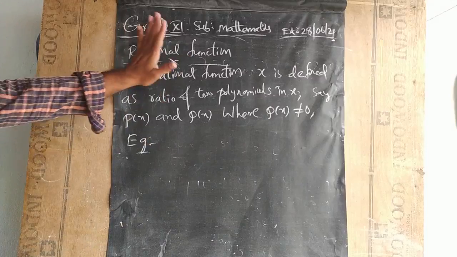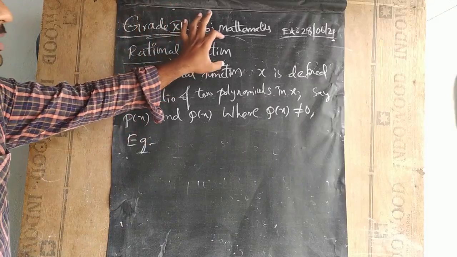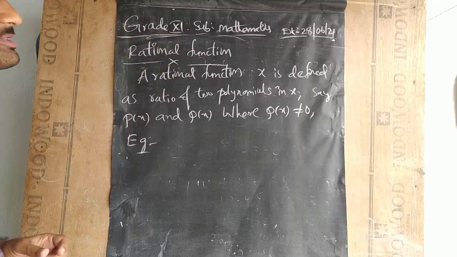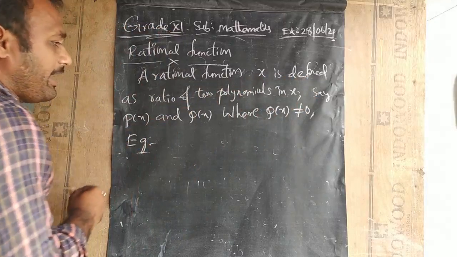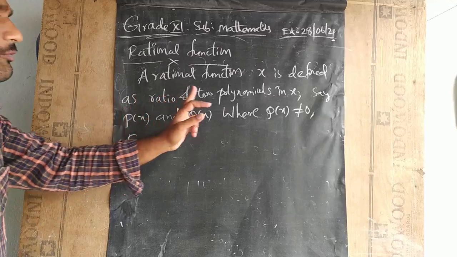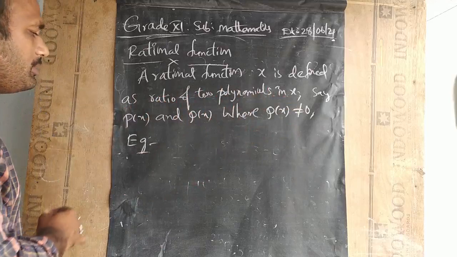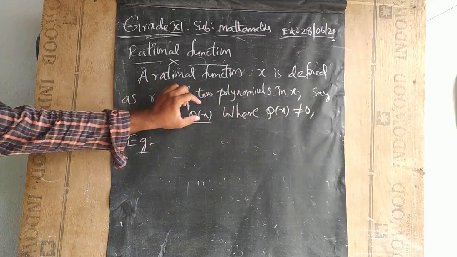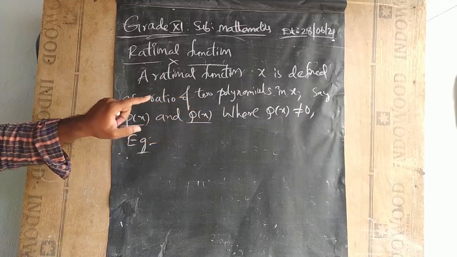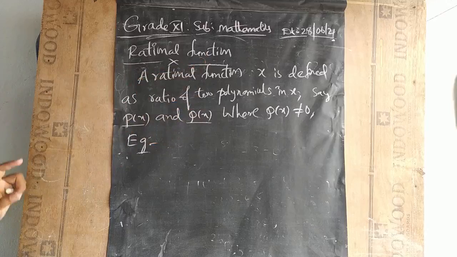So what is a rational function? It is like a rational number, but instead we are talking about functions. A rational function in x is defined as the ratio of two polynomials in x, that is p of x and q of x. The ratio between these two we are going to call a rational function.